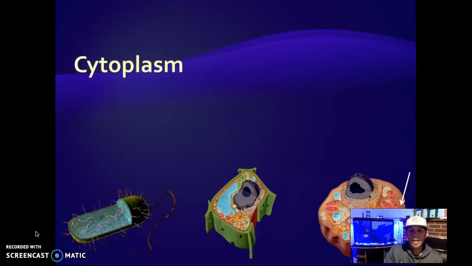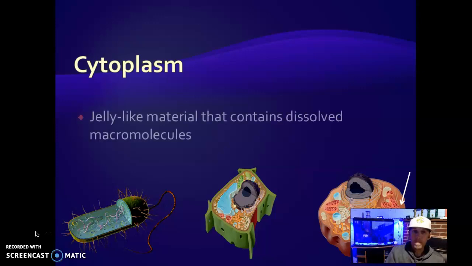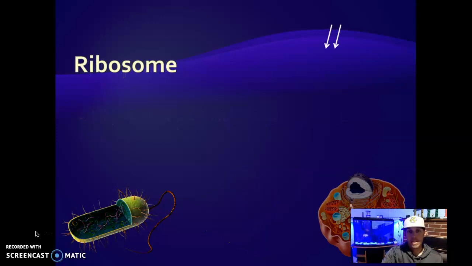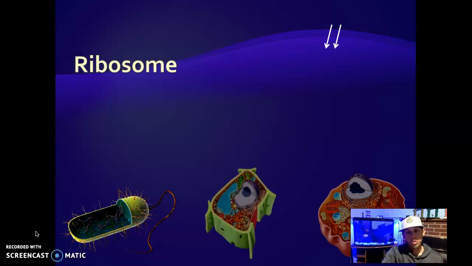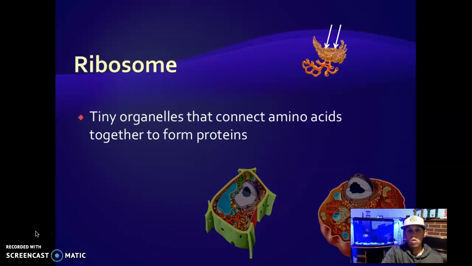Next up, cytoplasm can be found in all 3 cell types, and it is a jelly-like material that contains dissolved macromolecules. Next up, ribosomes. Ribosomes we find in all cell types, and they are tiny organelles that connect amino acids together to form proteins.